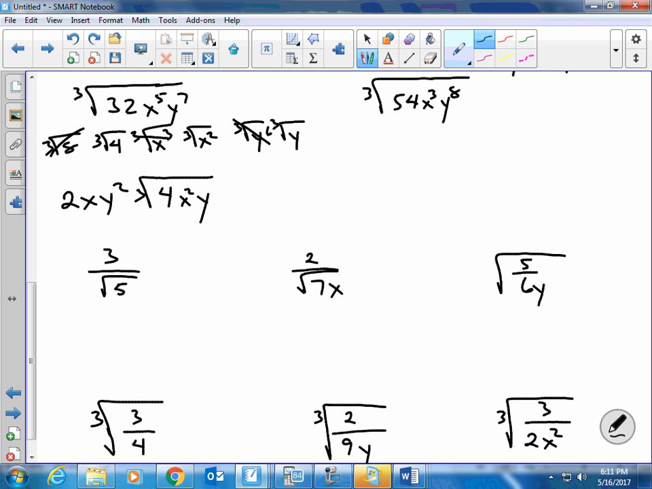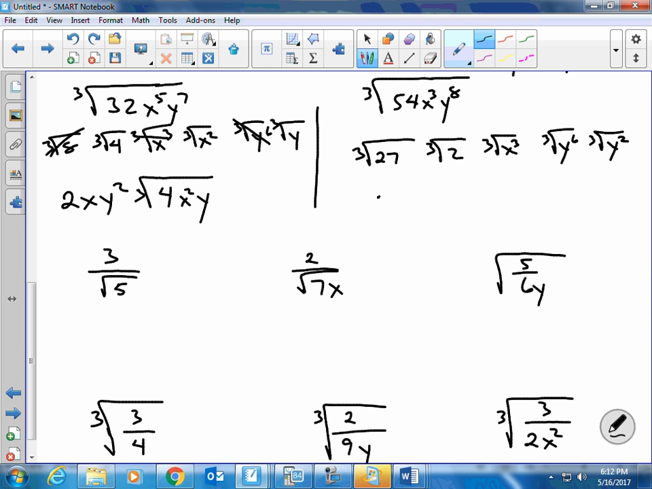All right, try the 54 problem. Cube root of 54. That's not a perfect cube. How about 27? 27 times 2. X cubed is a perfect cube, so I'm going to leave that one alone. Y cubed, so y to the sixth is just below that. What's left over? A y squared.